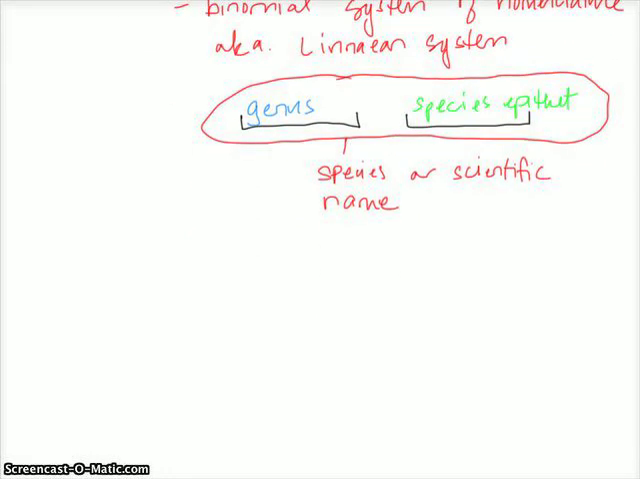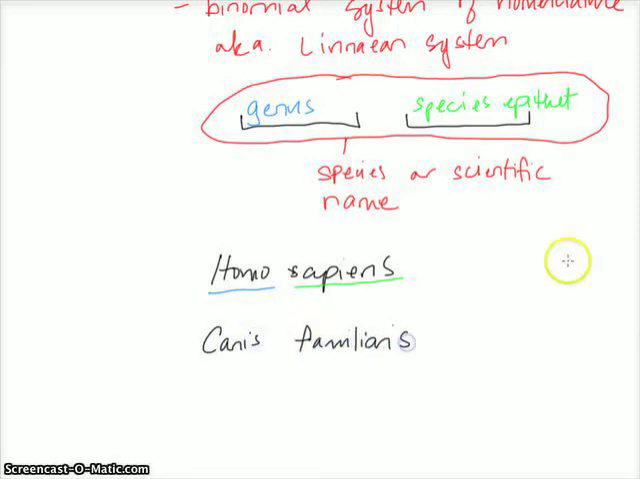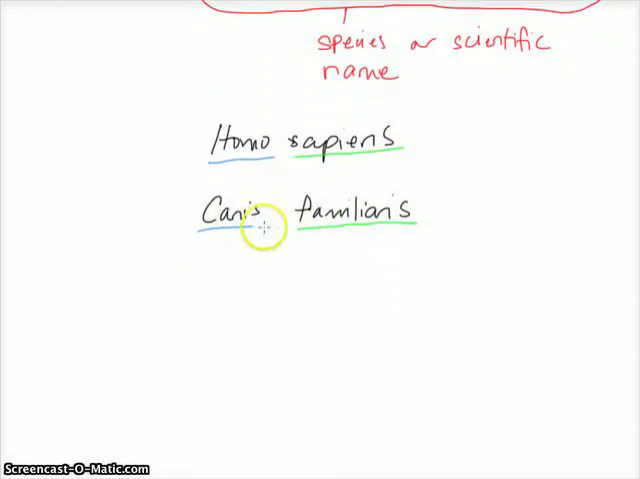An example is the human species. Our species name is Homo sapiens. In blue, this is the genus, and this part is the species epithet. Another example is the domesticated dog, Canis familiaris. This first part is the genus, and the second part is the species epithet. Remember, this full name, a genus and a species epithet, is the name of the species of the domesticated dog.